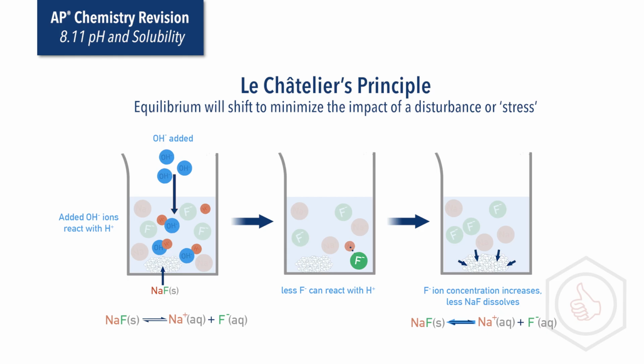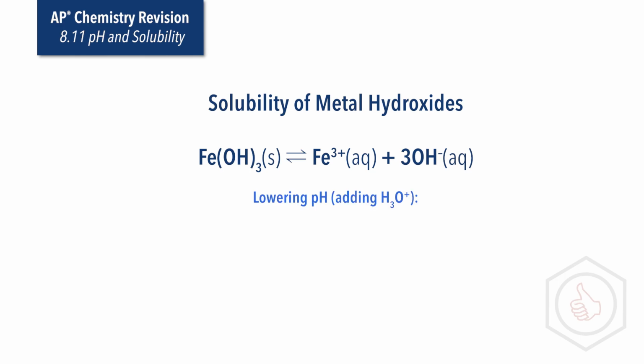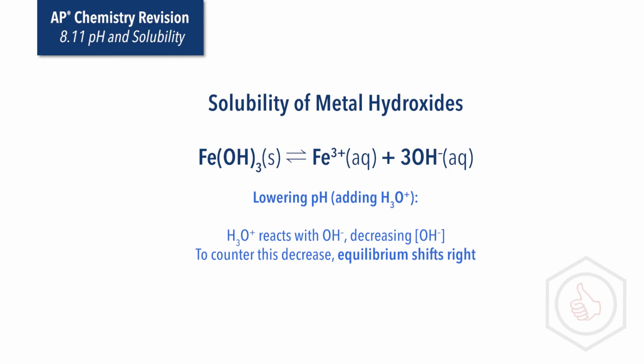The same thing can be seen with metal hydroxides, for example iron(III) hydroxide, Fe(OH)3. The iron hydroxide forms an equilibrium when it dissolves with Fe3+ ions and hydroxide ions. If the pH is lowered by adding more acid, added H3O+ ions react with the OH- ions, decreasing the concentration of OH-. To counter this decrease, equilibrium shifts to the right, meaning more Fe(OH)3 dissolves and the solubility increases.